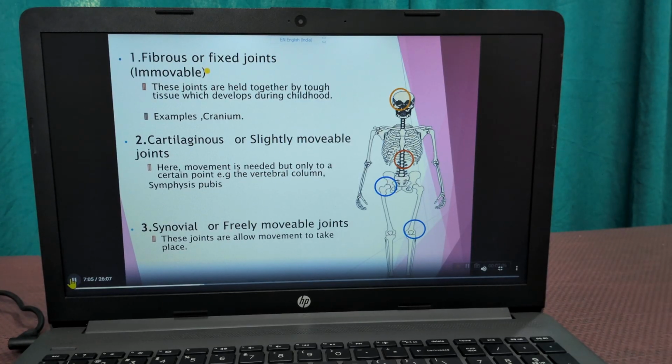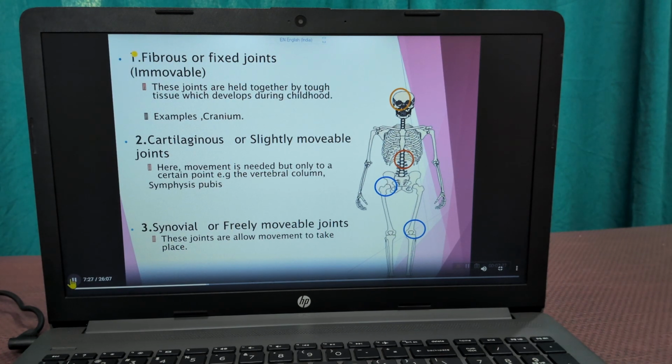The next type of the fibrous joint is syndesmosis. Syndesmoses are those joints in which the bones are connected by a band of connective tissue. Means that in the syndesmosis, the bones are connected to each other by means of the connective tissue. Alright. And the last is gomphoses.